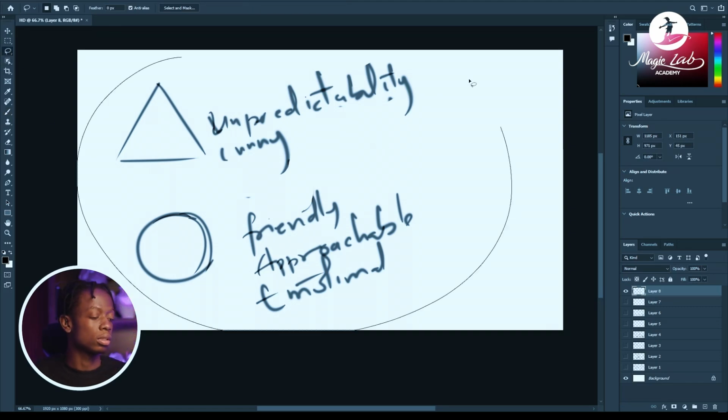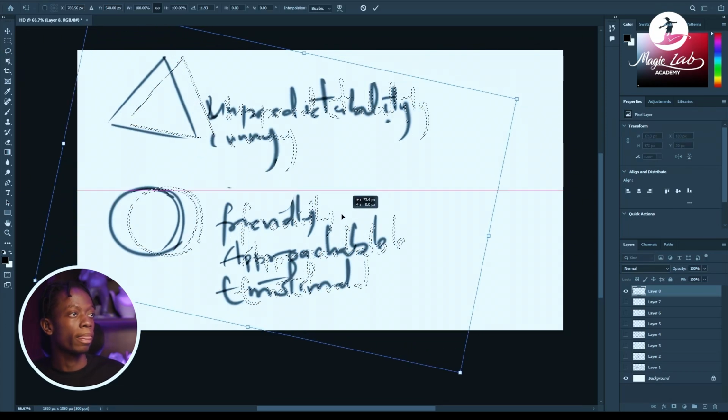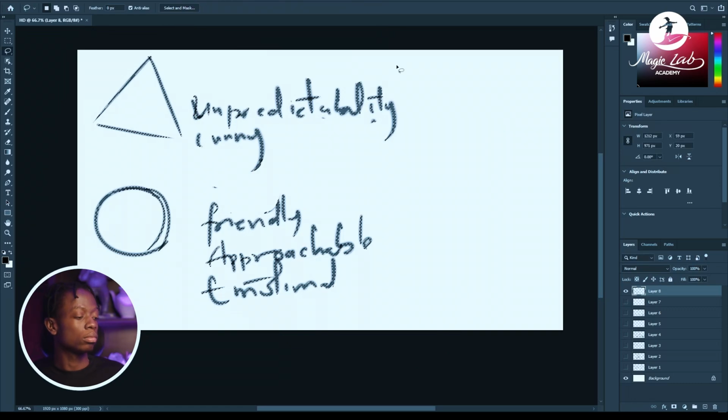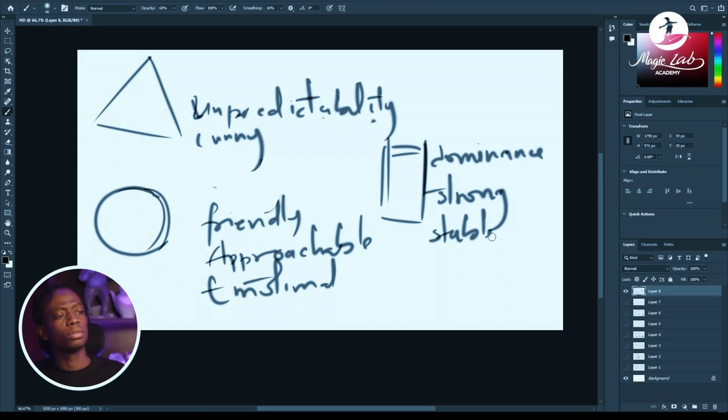We also, let me mention, we also have square or rectangle. This shape always gives off dominance, strong, stable, powerful.